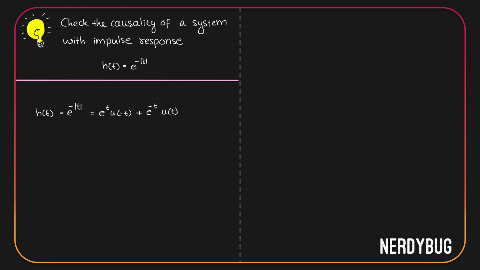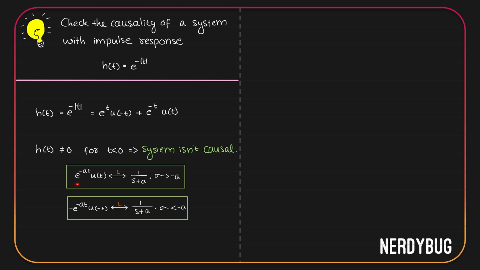So the impulse response of this system is actually e raised to t u of minus t plus e raised to minus t u of t. Here obviously h of t is not equal to 0 for t less than 0. Therefore, the system is not supposed to be causal. Let us now check the two conditions we learned. For that we need H of s.